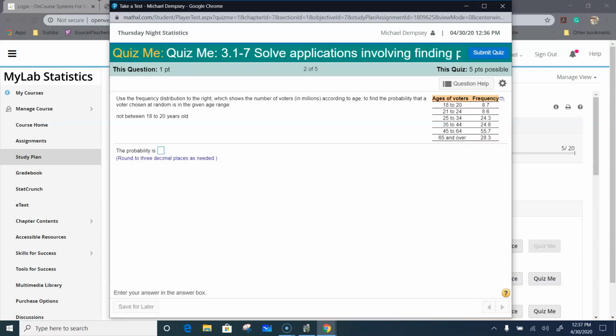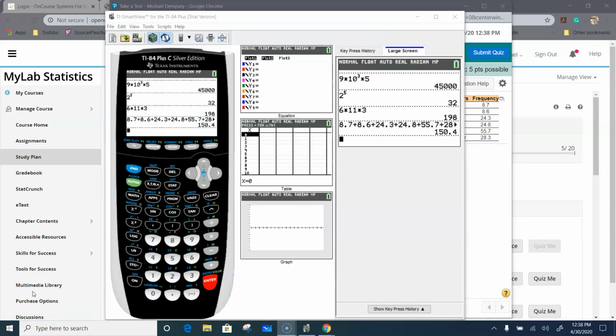Okay. Use the frequency distribution at the right. Find the probability that a voter chosen at random is in the given age range. Not between 18 and 20. Okay, not between 18 and 20, so it's everything except this 8.7. So the first thing I'd want to do is add everything up, get this total of everybody that's there. So when I add them all up, I get a total of 150.4. So I'm going to take 8.7, and I'm going to divide by 150.4. Well, that's the probability that somebody's in that age range.